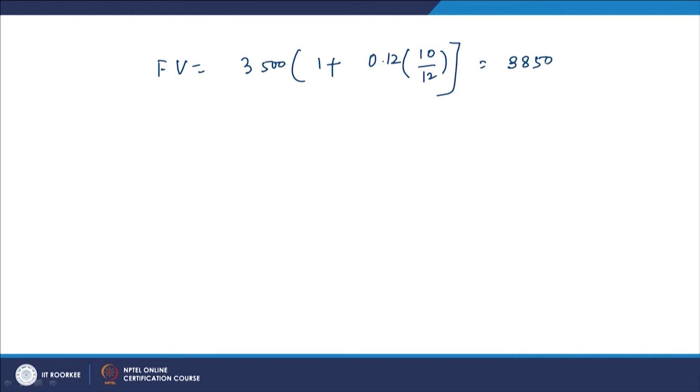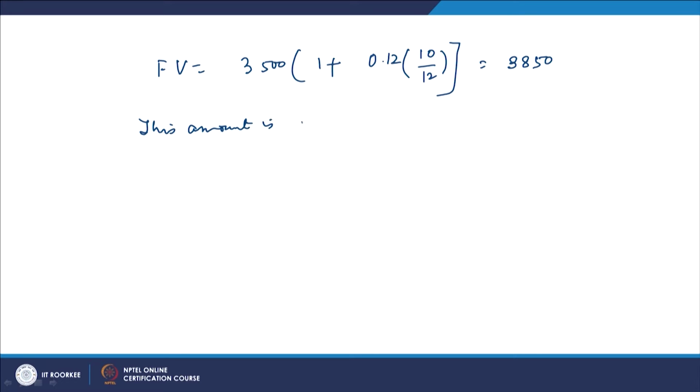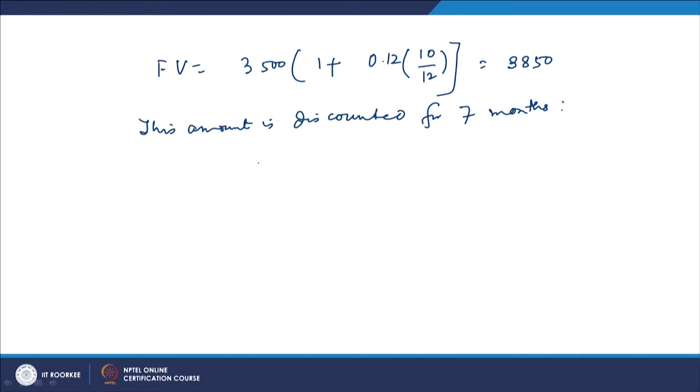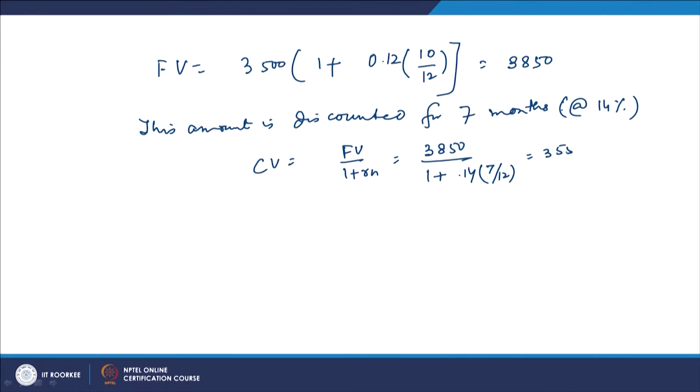Now, for the remaining 7 months that loan is discounted at the rate of 14%. So this amount is discounted for 7 months. You have to find its current value at the end of the 3 month period. For that, you have CV as FV by (1 plus R n). So this will be 3850 divided by (1 plus 0.14 into 7 by 12). If you calculate this amount, it will be 3559.